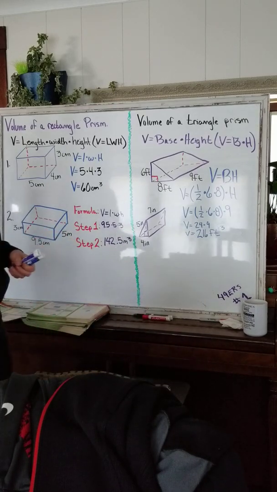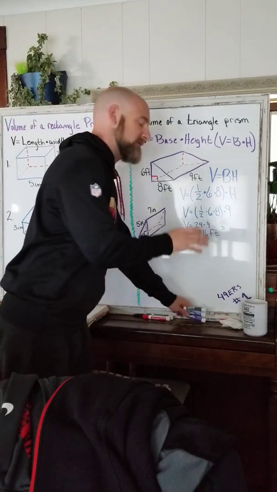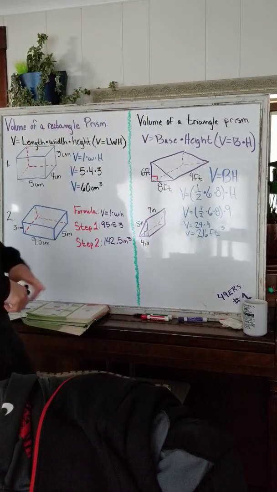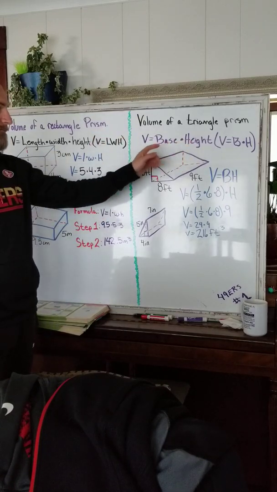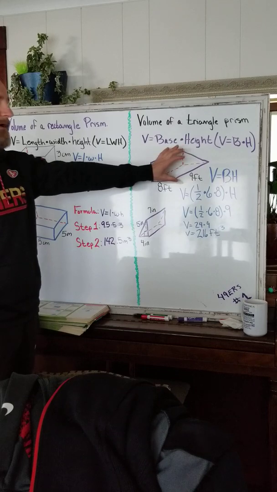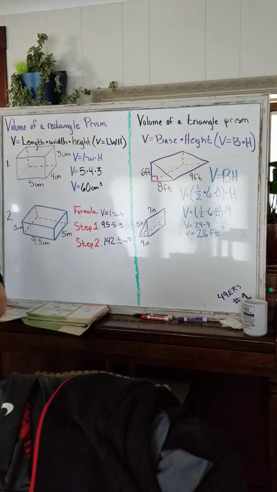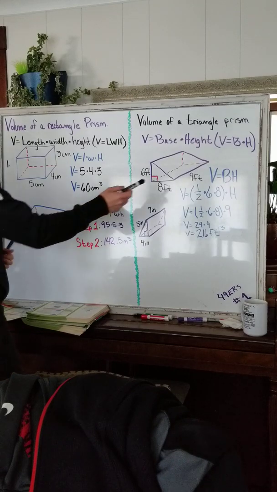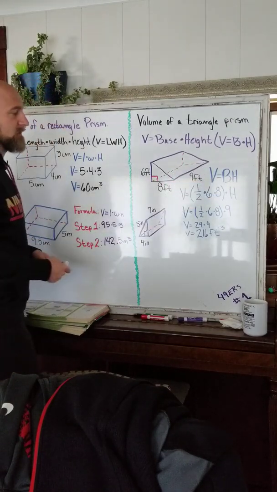Okay. We gotta, it's a little bit different. So now we're gonna do kind of the same concept, but we have to change out one of the variables for something else. So volume of a prism. So the inside of this triangle. V equals base times height. Seems simple enough. So we have our formula V equals base times height.